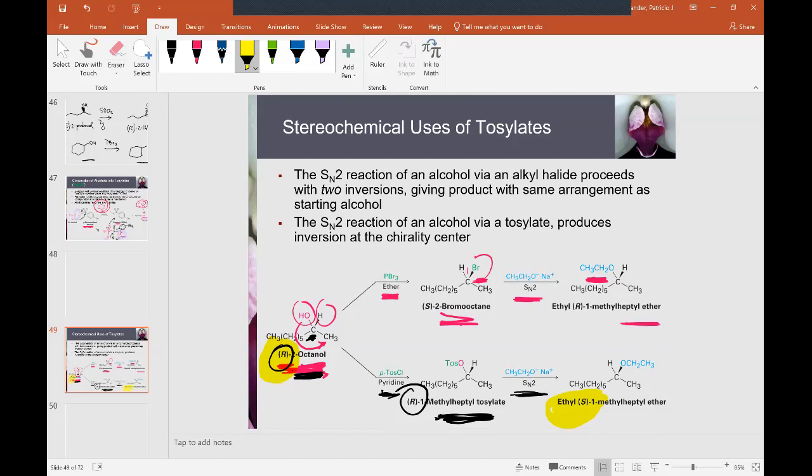Notice that in one case, I'm getting a double inversion, or in other words, retention of the configuration, and in the other case, I get inversion of the configuration. So depending on the product that you want to prepare, at will, you can do it in one way or the other, and you can get the desired stereochemistry.